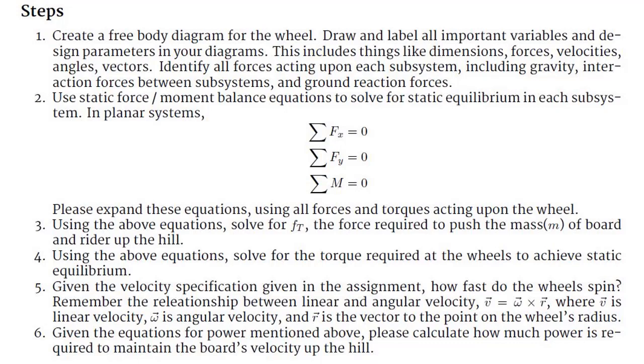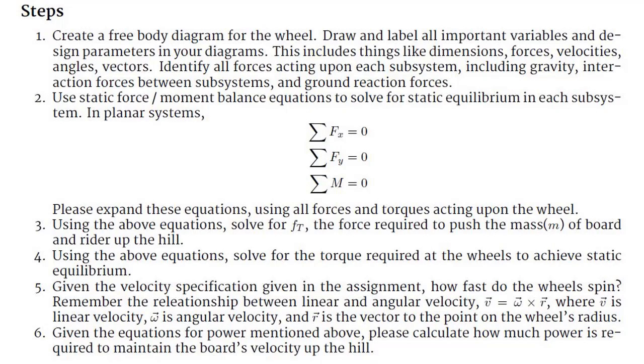Step 1 is to create a free body diagram for the wheel. Draw and label all important variables and design parameters in your diagrams and include dimensions, forces, velocities, angles, and vectors. Identify all forces acting upon each subsystem, including gravity, interaction forces between subsystems, and ground reaction forces.